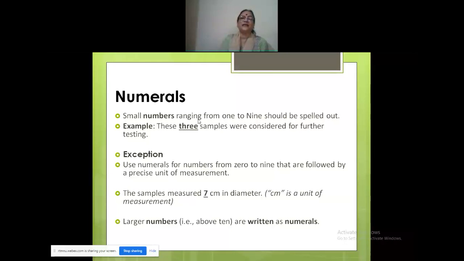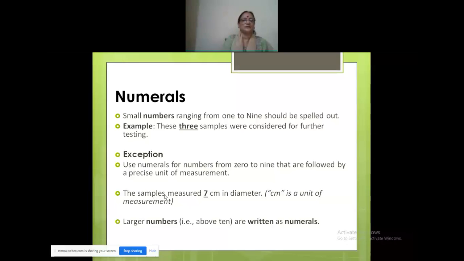So these three samples, now three samples cannot be written in numbers, they should be spelled out. But there is an exception. The exception is if there is a unit of measurement, then we can write in numbers. So usually we will spell them out, but if you are writing a unit of measurement, then you will write in numbers.